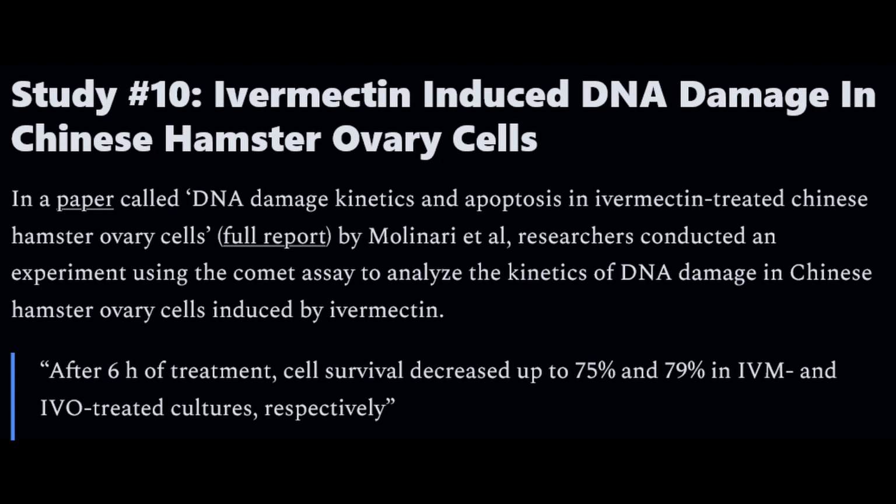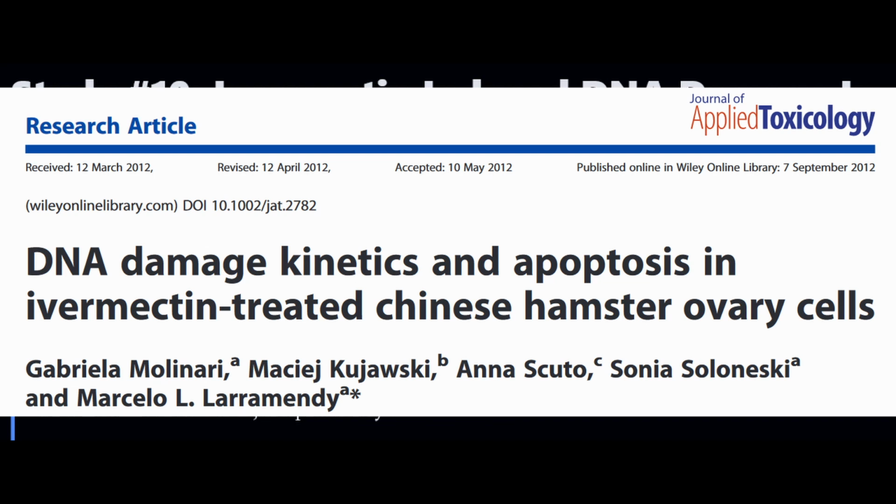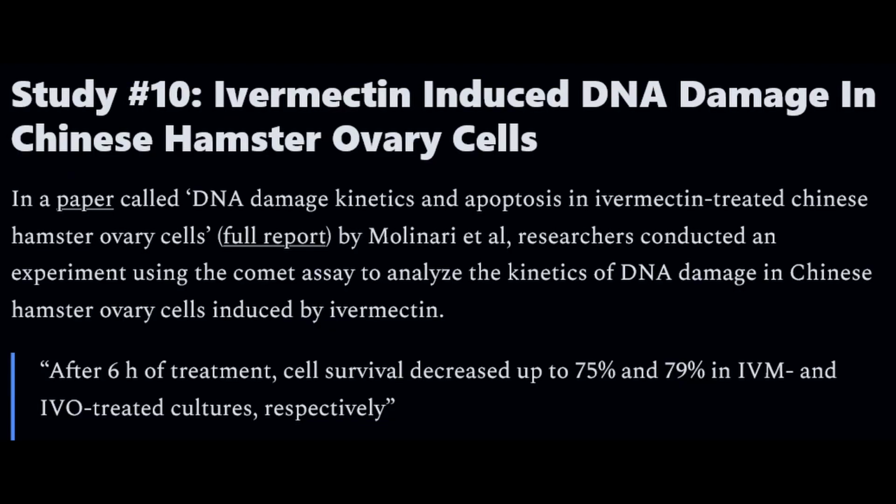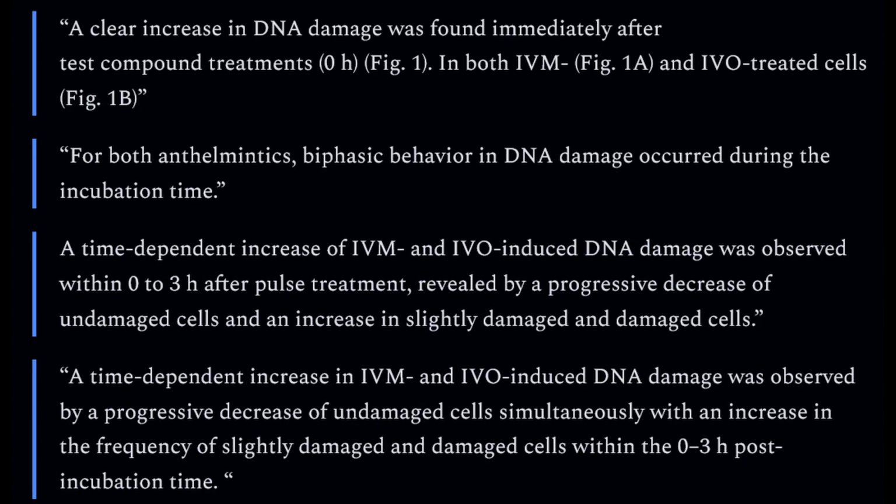Ivermectin-induced DNA damage in Chinese hamster ovary cells. The paper is called DNA Damage Kinetics and Apoptosis in Ivermectin-treated Chinese Hamster Ovary Cells by Molinari et al. The researchers conducted an experiment using the Comet Assay to analyze the kinetics of DNA damage in Chinese hamster ovary cells induced by ivermectin. Quote, "After 6 hours of treatment, cell survival decreased up to 75% and 79% in ivermectin and IVO-treated cultures, respectively." Here are some quotes from the paper.